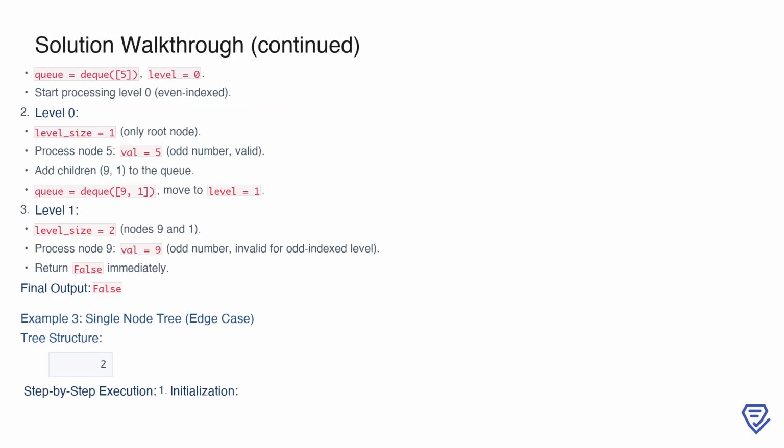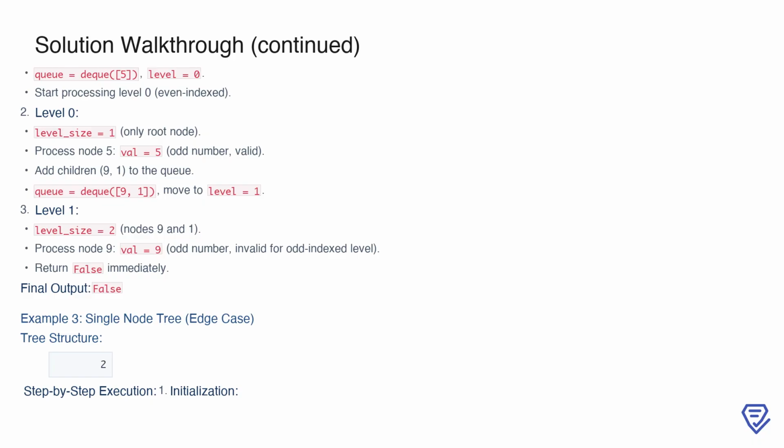In this second example, we analyze a tree with 3 levels but encounter a violation of the even-odd tree rules. We start with the root node, 5, at level 0. Since 5 is odd, it satisfies the condition for an even-indexed level. We then add its children, 9 and 1, to the queue and move to level 1.